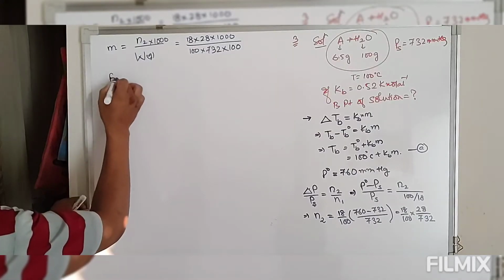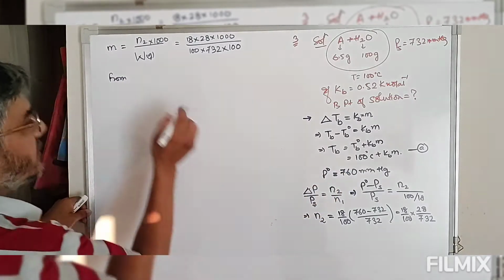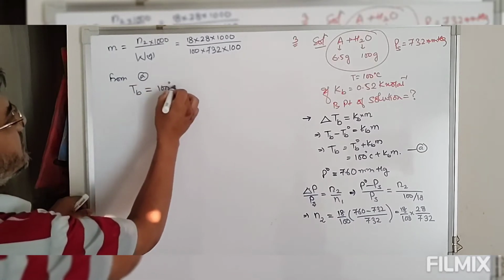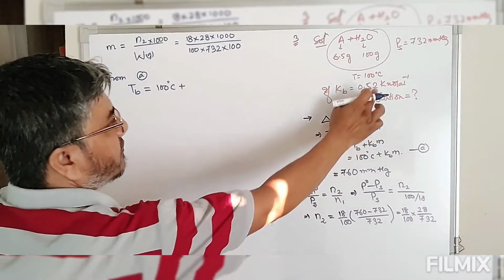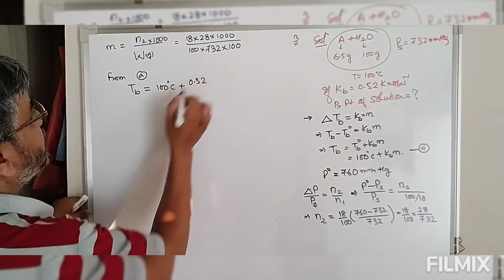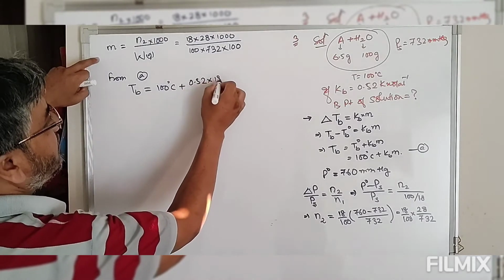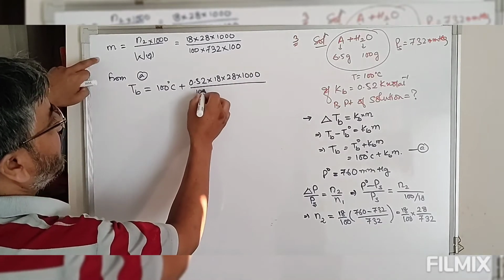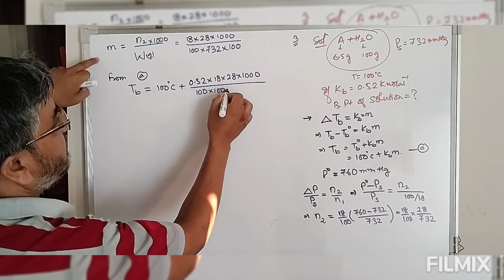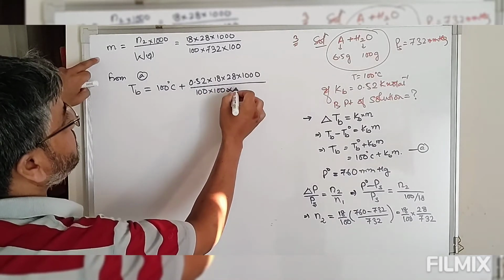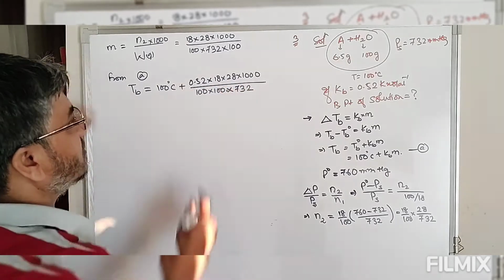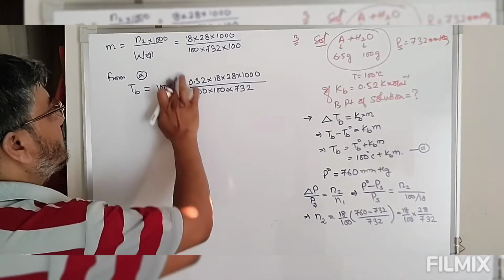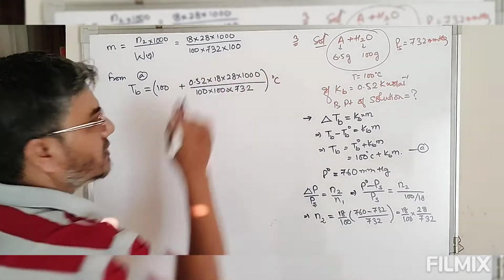Therefore from equation A, this Tb is equal to 100 degree centigrade plus Kb, we have been given the value of Kb here, 0.52, into molality, 18 into 28 into 1000 divided by 100 into 100 into 732. So this will give you the boiling point of solution. This is 100 degree centigrade, so the unit should be degree centigrade.